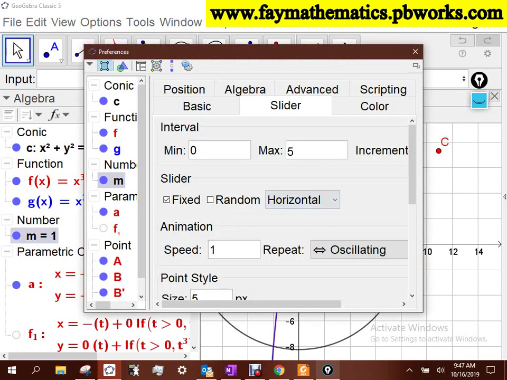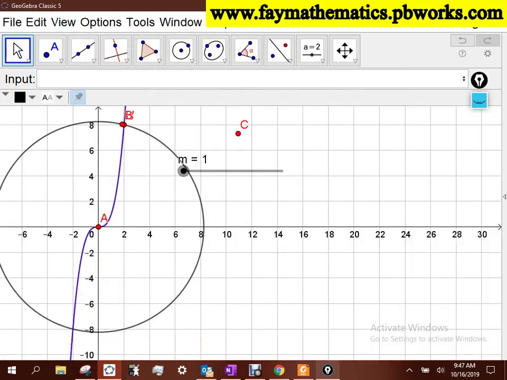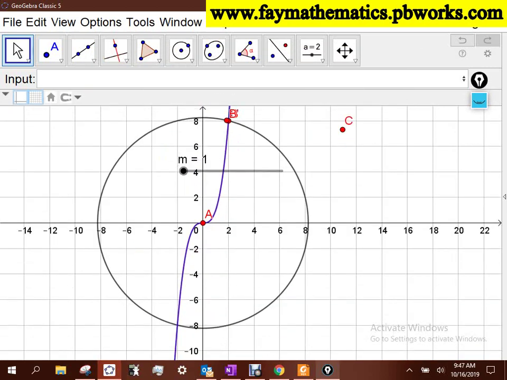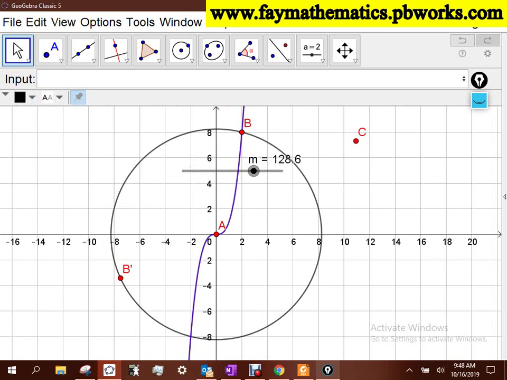So 0 to 180. Okay, so the idea here is if I know that B is at 2, 8, that is on my curve here. If I rotate B around A 180 degrees, does it show up then still on my curve? Does that make sense to everybody?